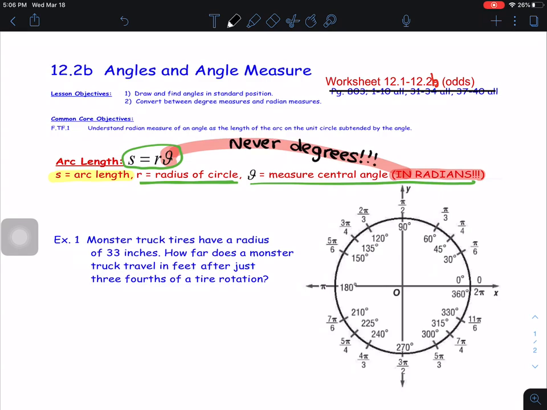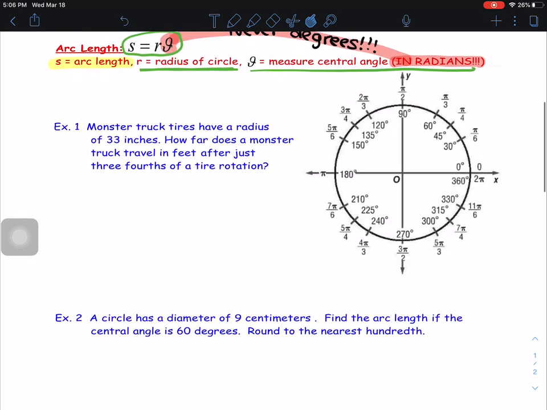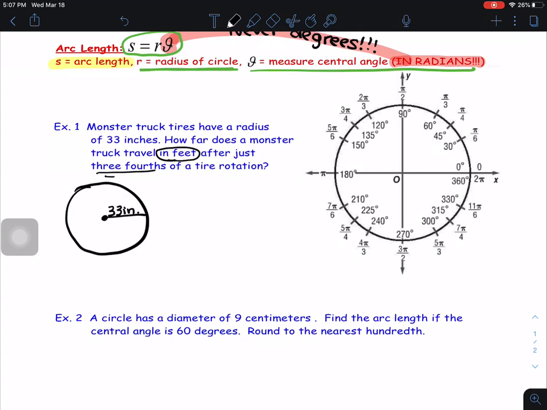So in this example, we're talking about the tires of a monster truck, which are usually pretty large. It says here that the radius of tires for this monster truck are 33 inches. That's a really big tire. The question is, how far does a monster truck travel, in feet, after it's just rotated 3/4 of a tire rotation? So it hasn't even made one full cycle of 360 degrees, but it's just rotated 3/4 the way around. How far would it have traveled in feet?